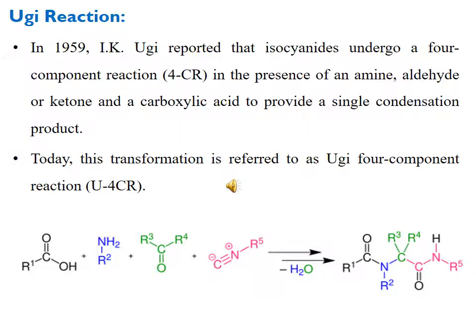Here we talk about our main lecture, that is Ugi reaction. It was first reported in 1959 by Ugi, that combination of isocyanides undergo a four component reaction in the presence of amine, aldehydes or ketones, and carboxylic acids, and we get a single condensation product of these four components. And today this transformation is now known as Ugi 4 component reaction, U4CR.